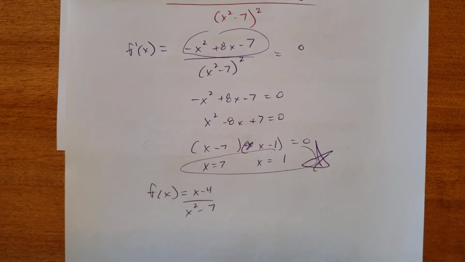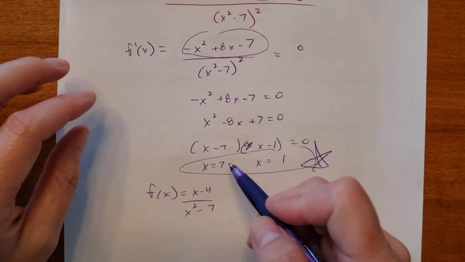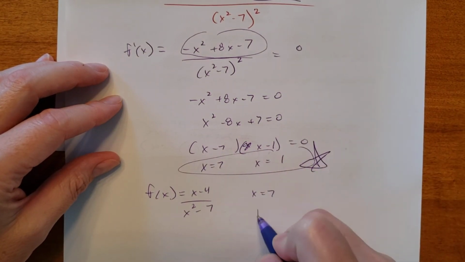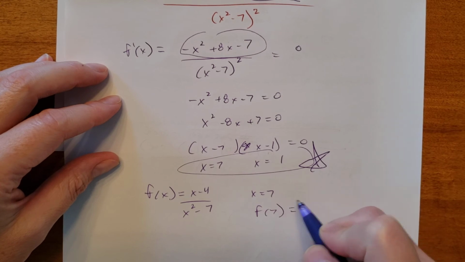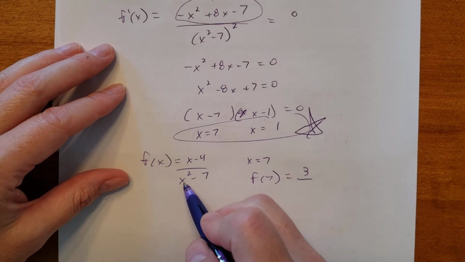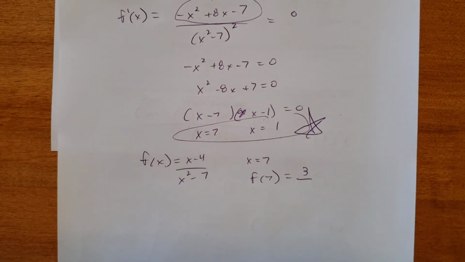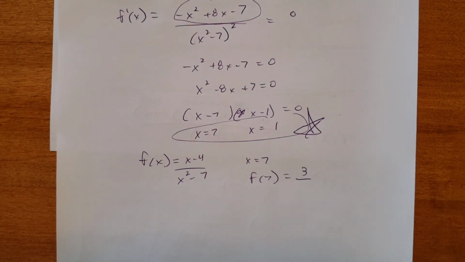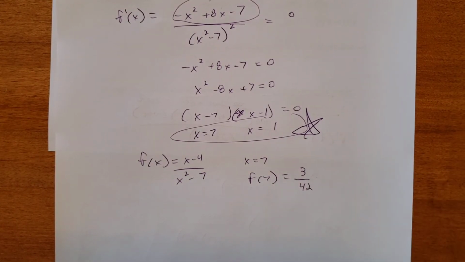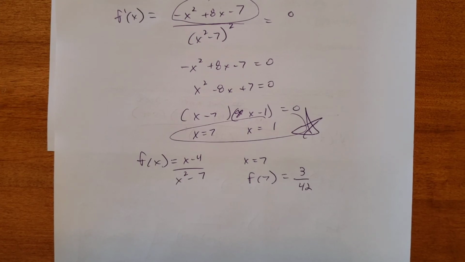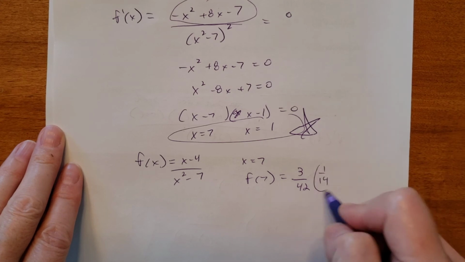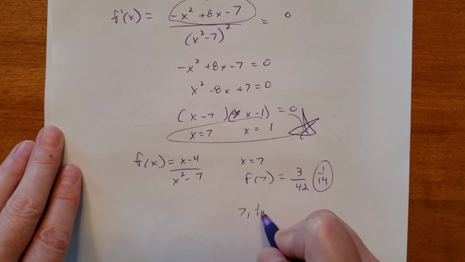So at what points does it have a horizontal tangent? It has it at 7. So if x is equal to 7 and you plug in f of 7, you get 7 minus 4, 3, over on the bottom, 7 squared, 49 minus 7. All right, so 42, which is 1/14. So you get 7 comma 1/14.